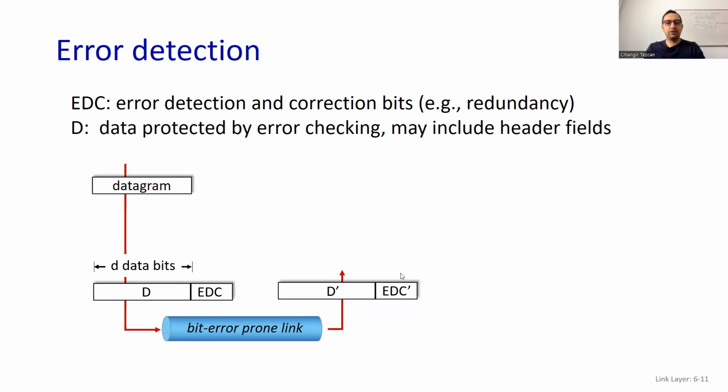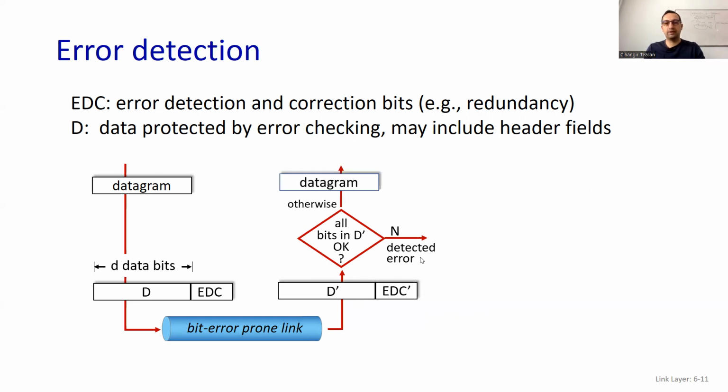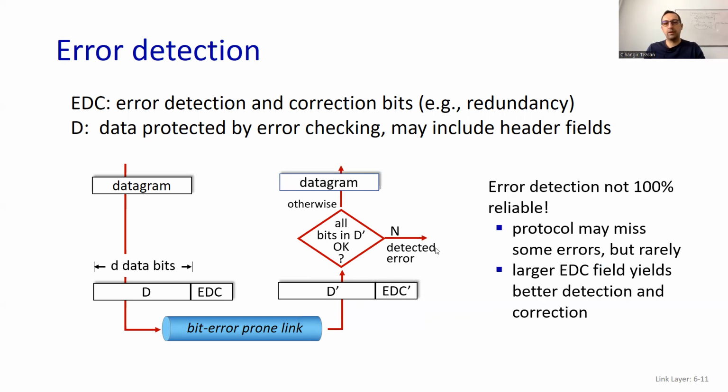So during this transmission, the other part receives something, so they have to check if this data contains any errors. So in order to do it, they also calculate this EDC and check if they match. If an error is detected, if you can correct it, you correct it. Otherwise, you have to ask for retransmission.